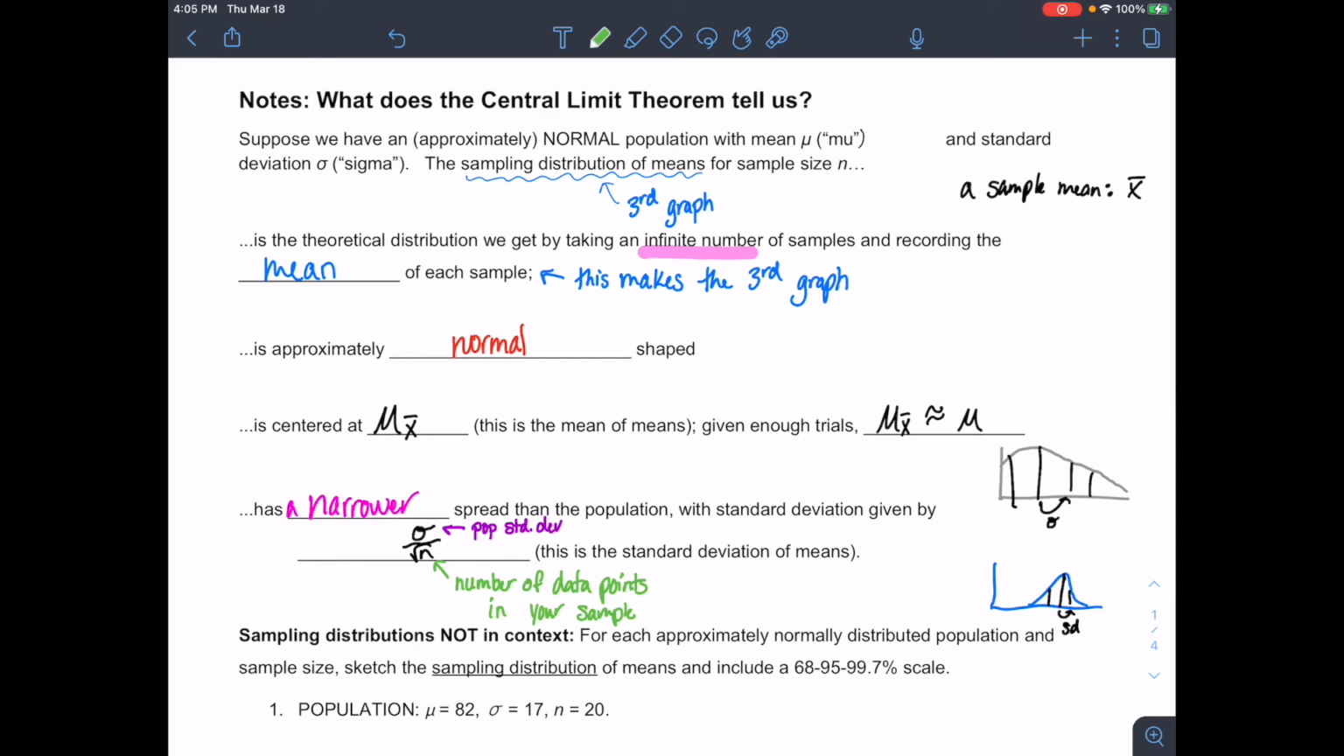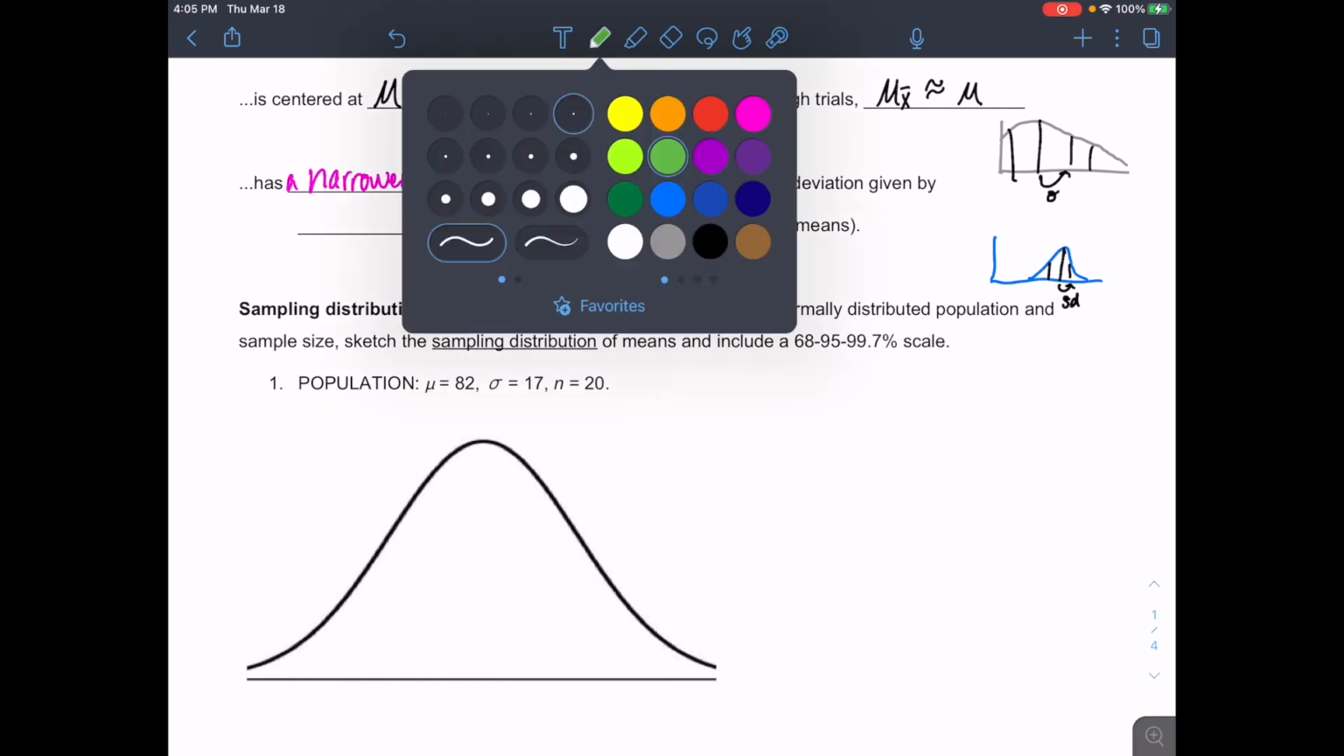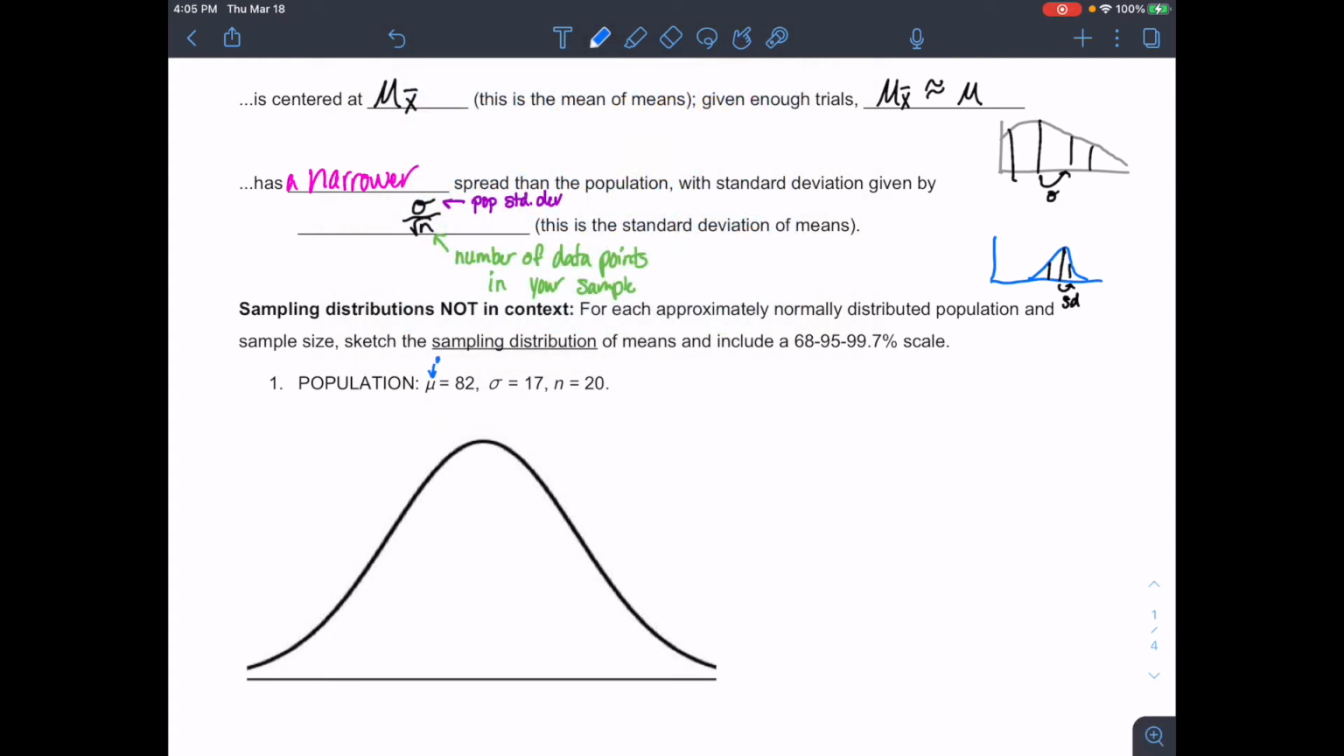And now with all of that information, I can actually make the specific normal curve that I'm going to use to describe the sampling distribution of means, given any information about a specific population. So for example, let's pretend I knew that I had a population where the population mean, remember this is mu, was 82, the population standard deviation was 17, and an n value, which is our sample size, of 20.